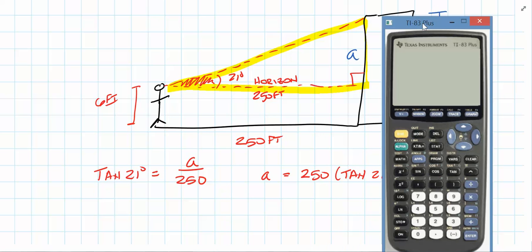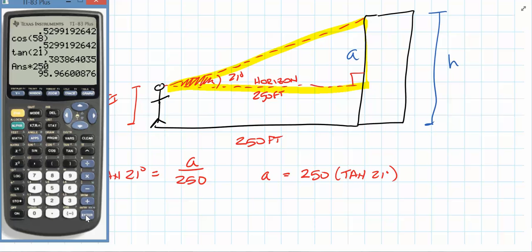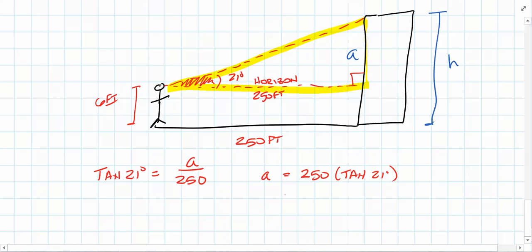Well, the tangent of 21 degrees is just a number which we can calculate. So if I take my calculator out and I plug in tangent of 21 degrees, it's just some decimal. There it is. I take that and multiply it by 250, because that's how far away I am. I'm coming up with 95.97 when I round to two decimal places, right? So A is a value of 95.97 feet.